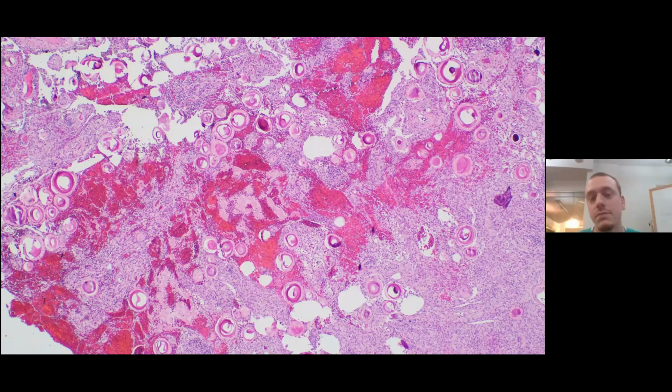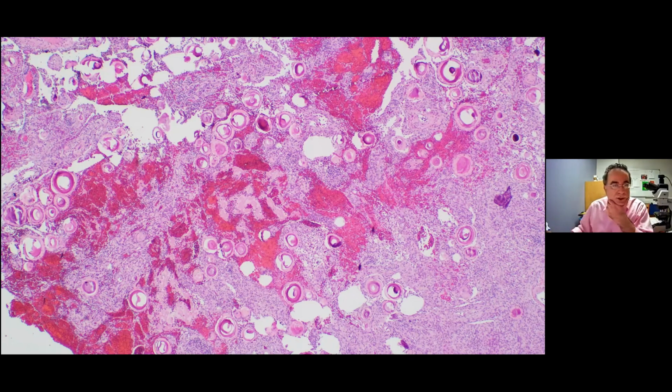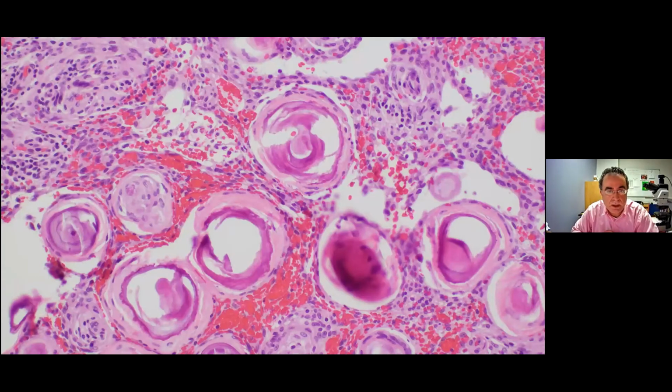Yes, sir. All right. So this is the meningioma. At low magnification, you can see so many psammoma bodies. And this would be characterized as psammomatous meningioma, which is a grade 1, doesn't have any impact on the prognosis. Next slide, please. And this is higher magnification to show you psammoma bodies.